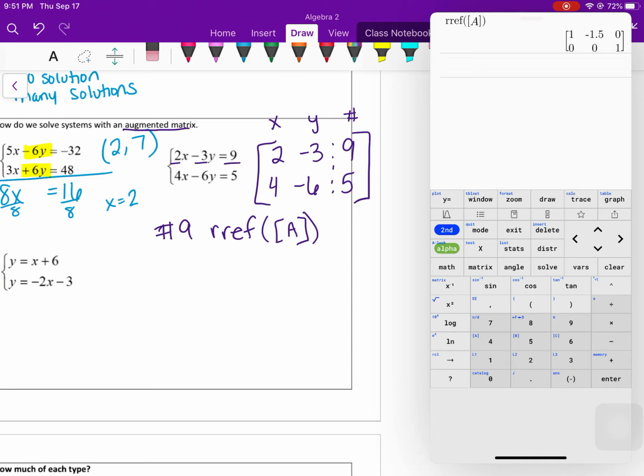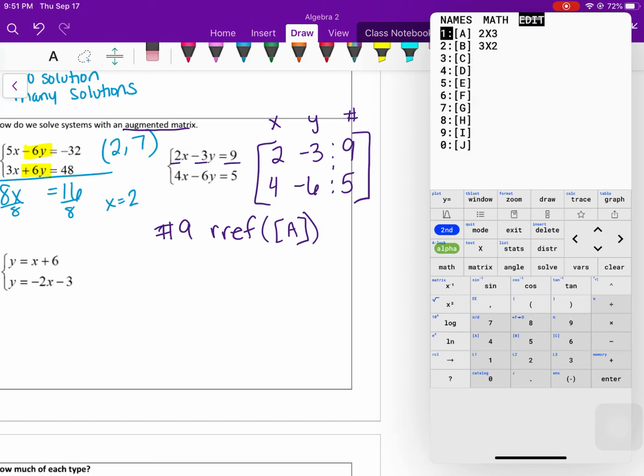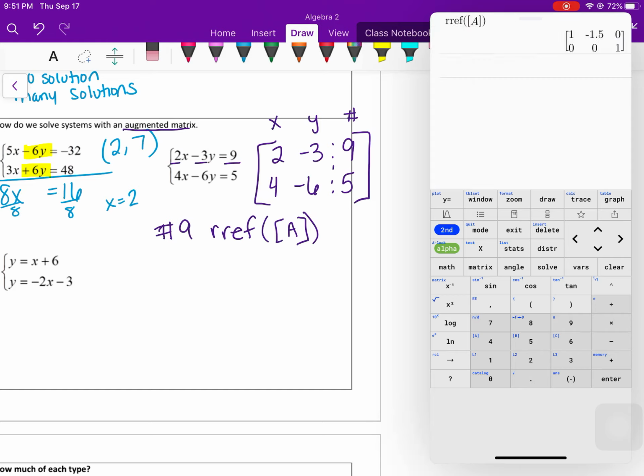So I put in matrix A. It actually looks like it's giving me a no solution here. So let me just double check that I put the matrix in correctly. 2, -3, 9, 4, -6, 5. Okay, this one's not a great example because it has no solution. So when I have a row of zeros on the bottom that equals 1 down here, it means no solution.